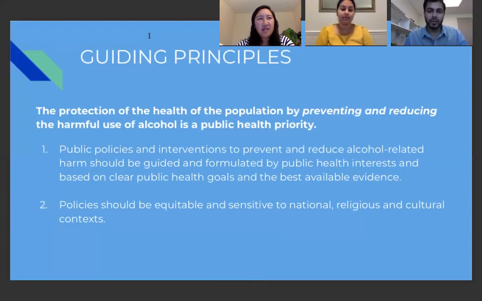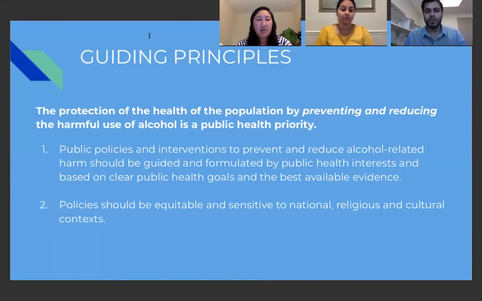The protection of the health of the population by preventing and reducing the harmful use of alcohol is a public health priority. The following principles will guide the development and implementation of policies at all levels. They reflect the multifaceted determinants of alcohol-related harm and the concerted multi-sectoral actions required to implement effective interventions.